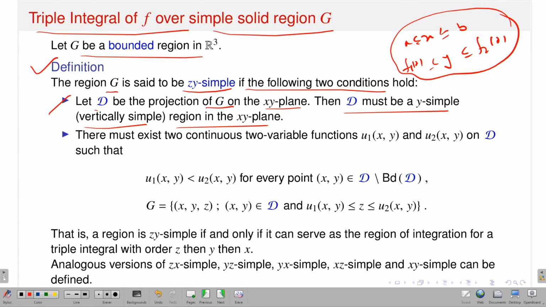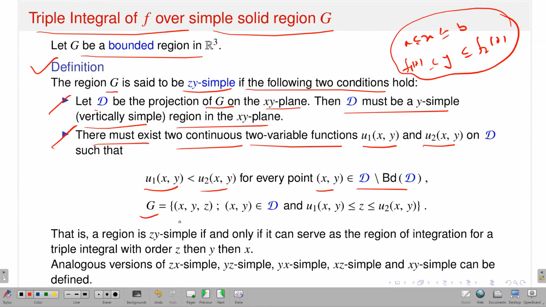So, I am starting with the domain G. If I take the projection on the xy plane, the domain I get in the xy plane is nothing but vertically simple. On top of that, there is another condition: there must exist two continuous functions of two variables, u1(x,y) and u2(x,y), such that u1(x,y) is strictly less than u2(x,y). These are continuous functions for every (x,y) in D, excluding the boundary of D, so that the condition is satisfied, and G looks like this.